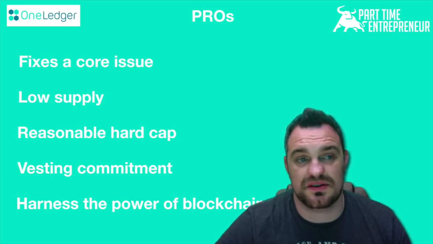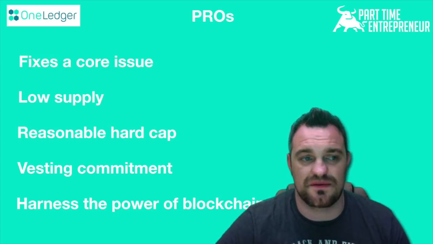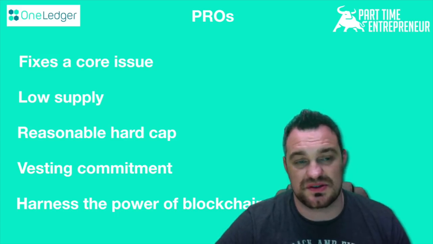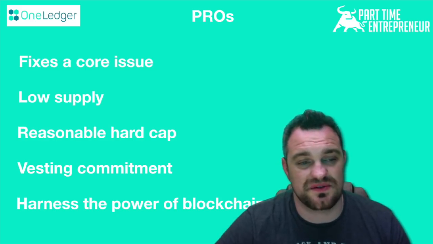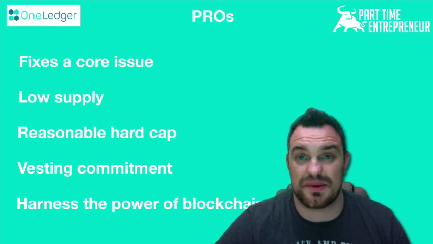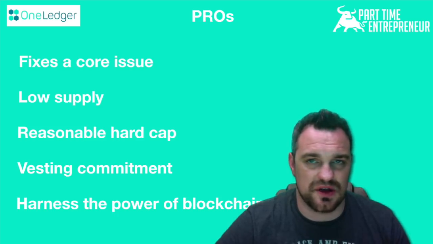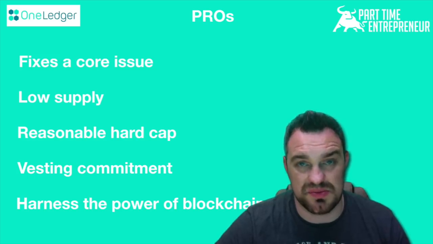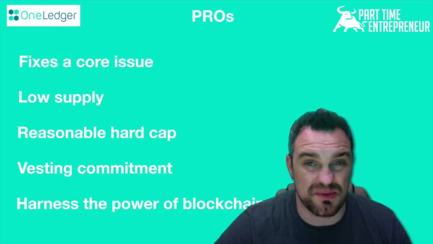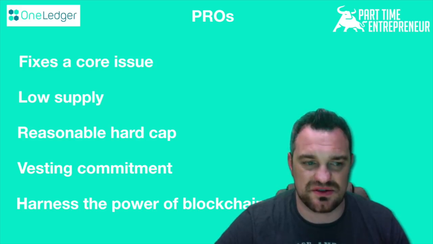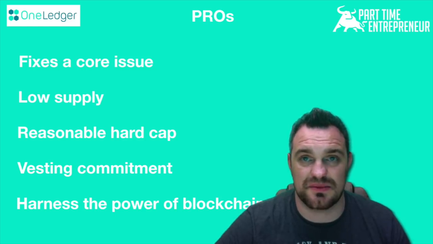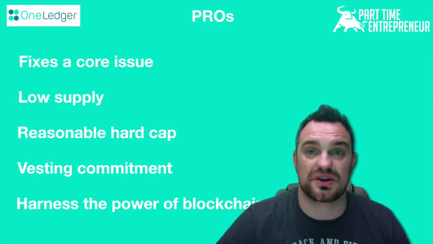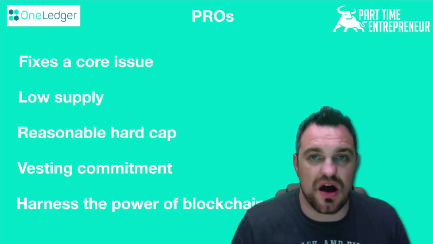In terms of pros, I think this fixes a core issue and also provides a real viable solution for businesses. Now, also, there's obviously a low supply, which is also very attractive. There is a reasonable hard cap and soft cap. I think there's a lot of projects out there trying to raise crazy amounts of money. I think these guys could probably, with the hype that's around this, easily raise 50 million, but they're not. And that's great to see, because they're doing things in the right way. There's obviously a vesting commitment, so that the big amount of tokens, we talked about nearly 30% of the tokens, aren't going to just get dumped.